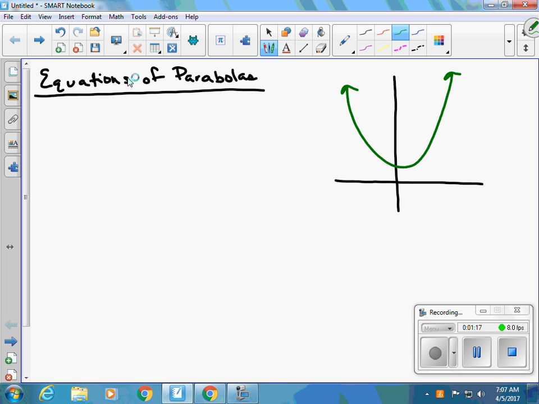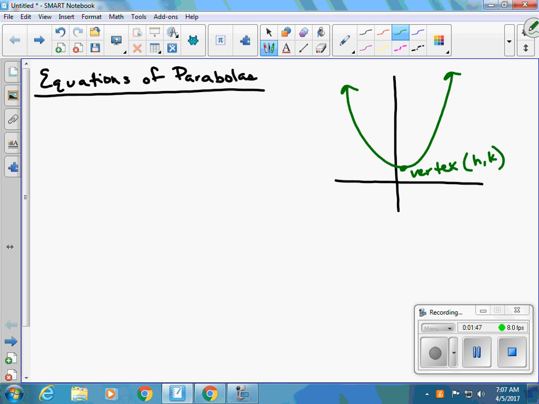So to start off with, mine's not very centered, I'm sorry. This is what we know as the vertex. We've talked about this in the sense that this is either a relative min or max. But with a parabola, this is what we call our vertex, and this is (h, k). That will make a little more sense when we get to the actual equation.